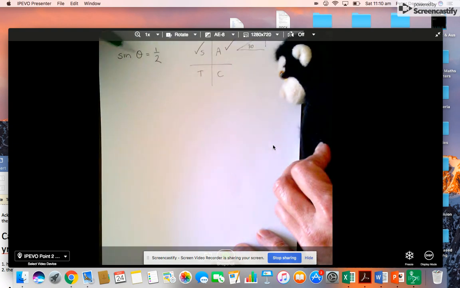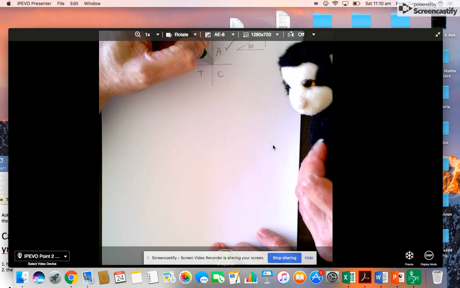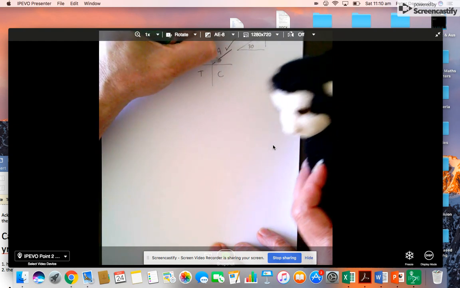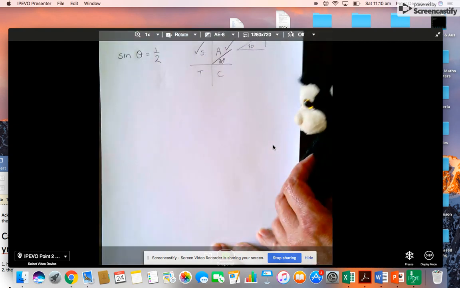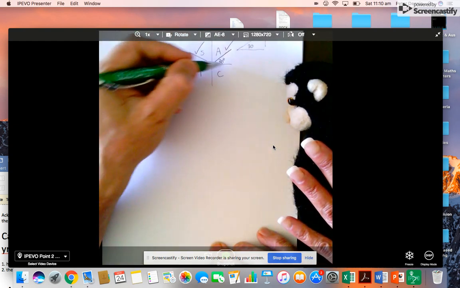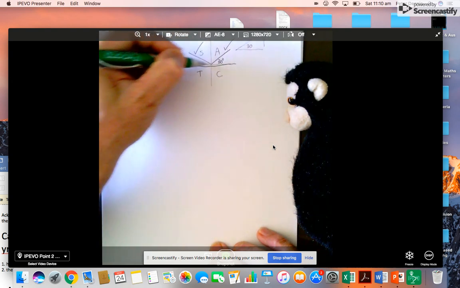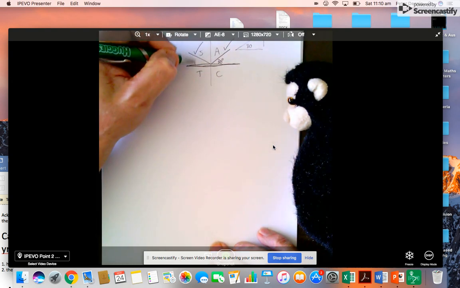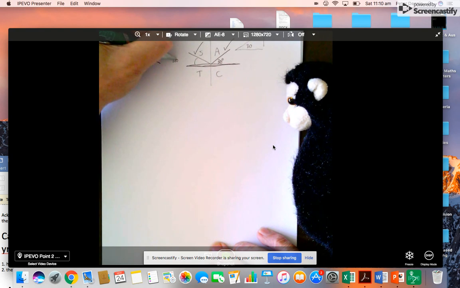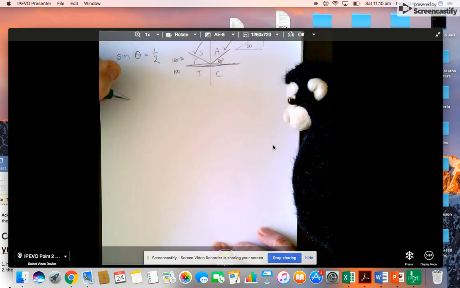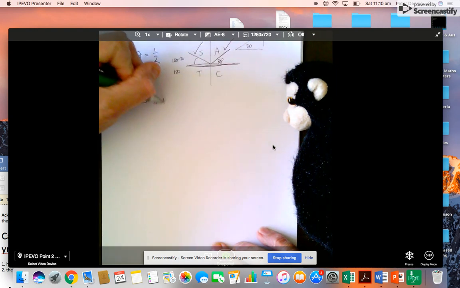So in this case, I know from my calculator that in the first quadrant, it equals 30 degrees. So what is it in this quadrant? And we always work from the horizontal. So in this quadrant, it is 180 minus 30, so 150 degrees. And there are two answers. So theta equals 30 or 150.